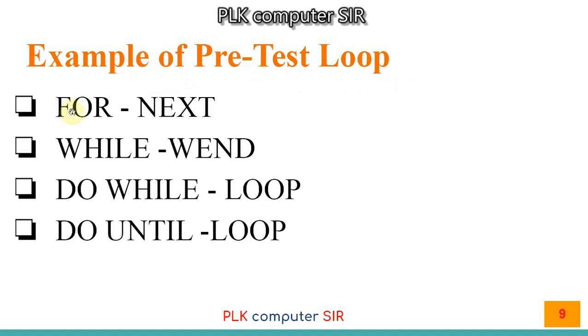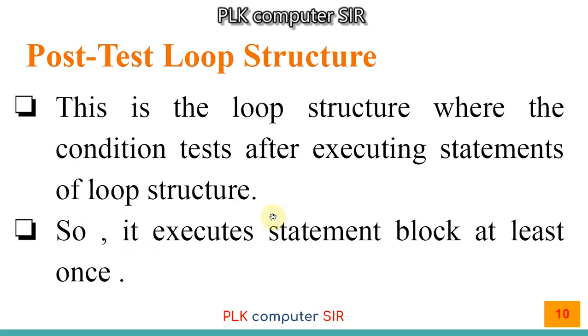Examples of pre-test: for next, while wend, and do loop. There are two forms of do loop: do while loop and do until loop. Now post-test loop structure. This is the loop structure where the condition is tested after executing the statement of the loop structure. It means it will execute the statement at first, display the statement, then only the condition will be checked. So it executes the statement block at least once.